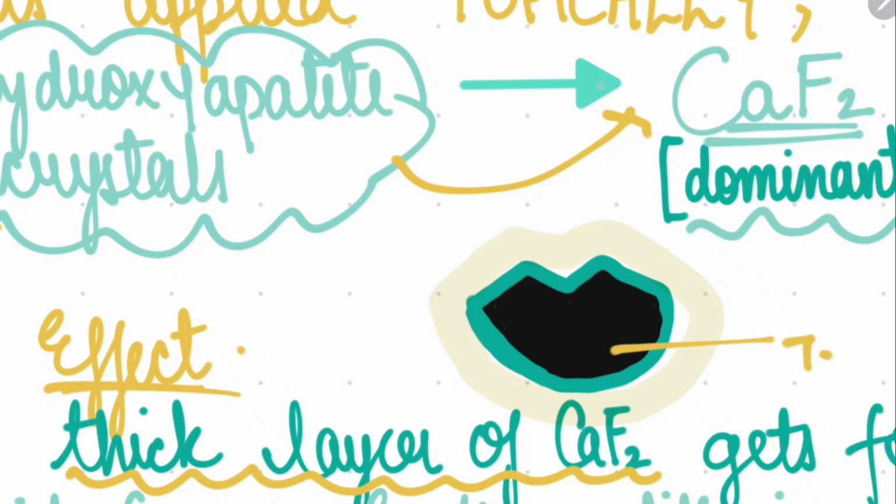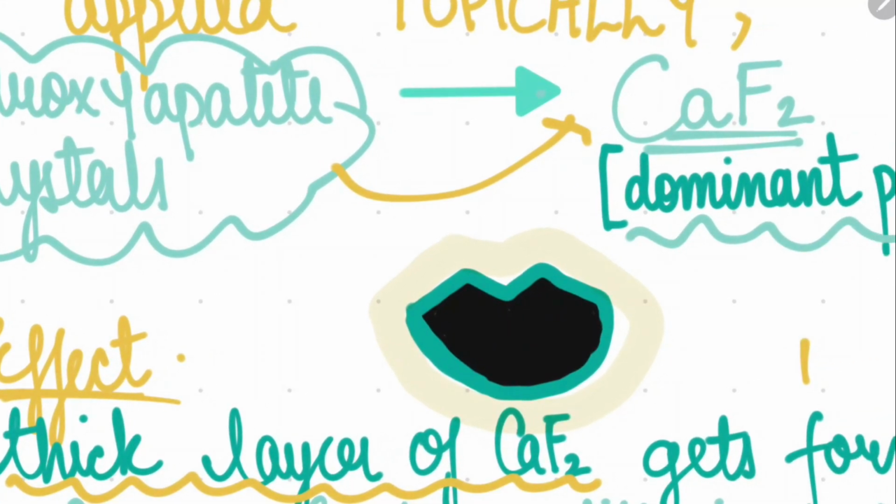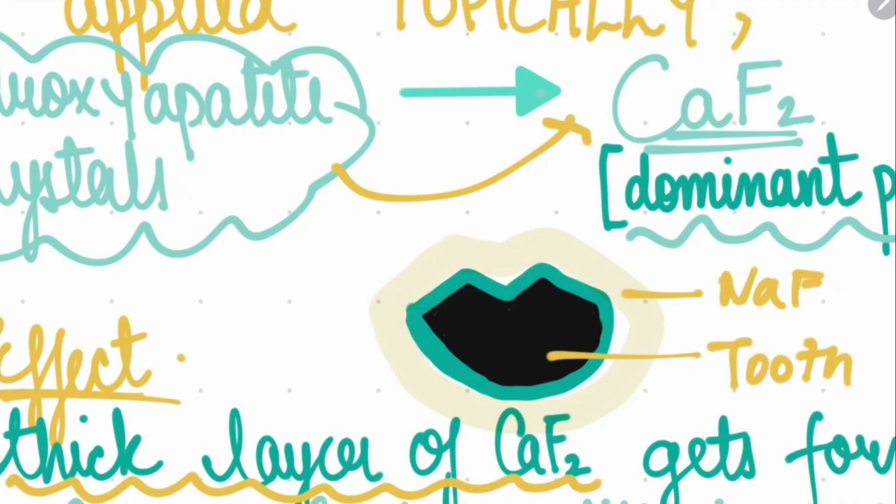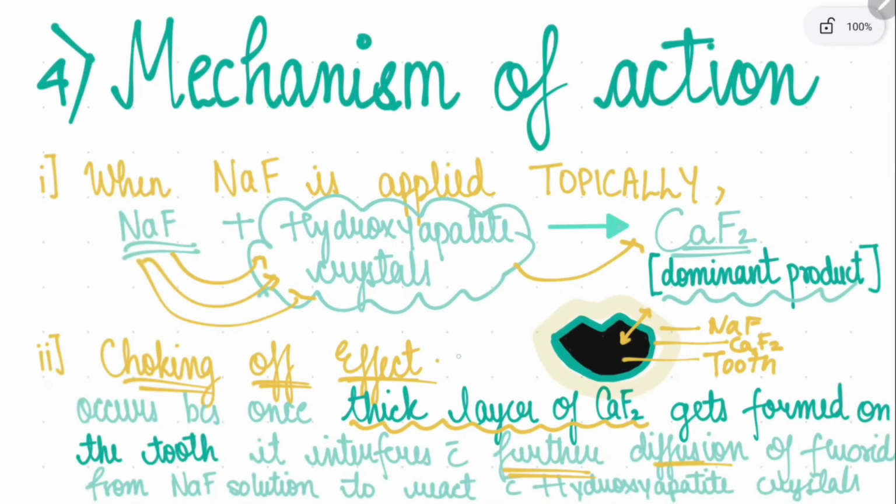Consider this as tooth and this as sodium fluoride. Now the layer which you see in green is basically the calcium fluoride. This calcium fluoride gets formed all around the tooth and thereby prevents the interaction between the sodium fluoride and the hydroxyapatite crystals of the tooth. This is known as the choking off effect.